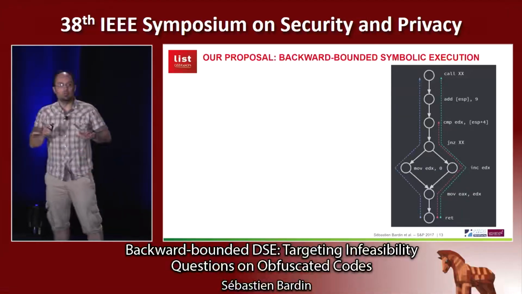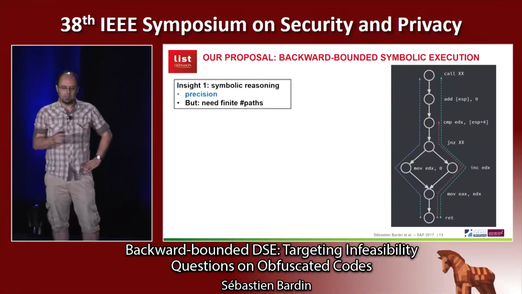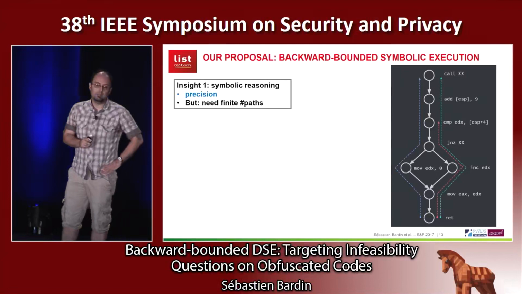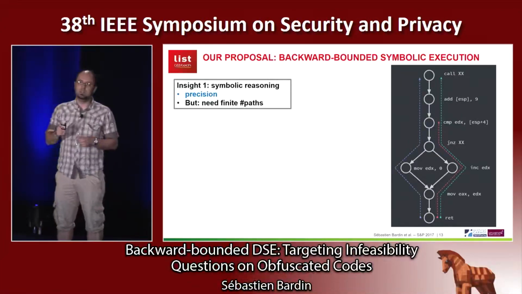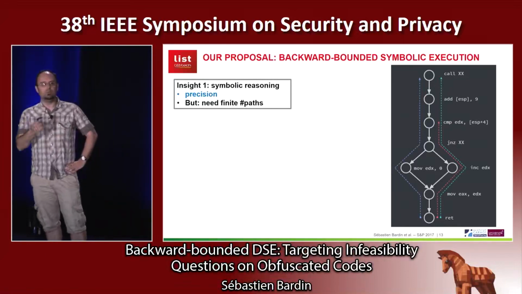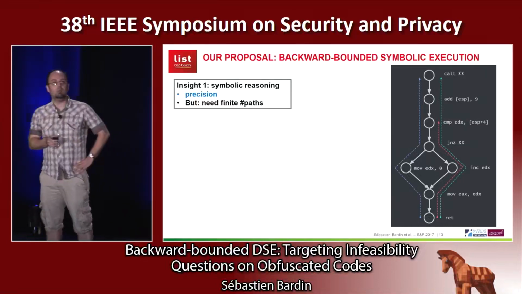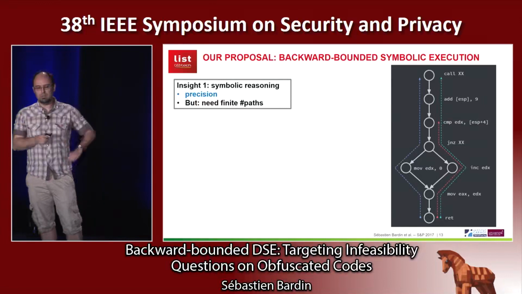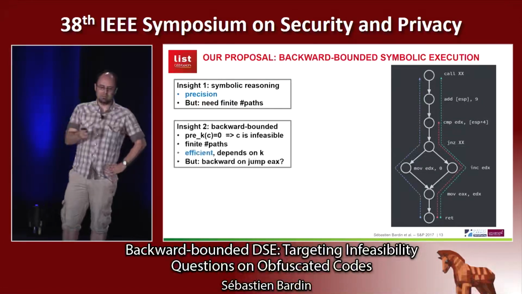Okay, so our proposal in a few words, we call it backward-bounded symbolic execution. The first key insight is that since we want to be very precise and to be able to reason about bit-level operations, modular arithmetic, memory, and so on, we need to have some symbolic reasoning, some logical reasoning. But in that case, in some way, we need to have some kind of finite path or finite constraints, finite something somewhere. So this is a problem.